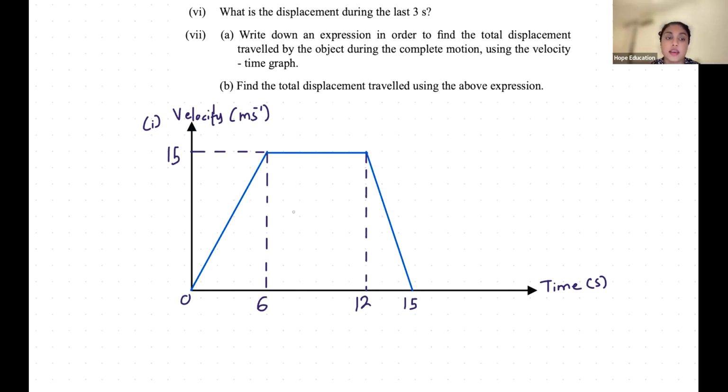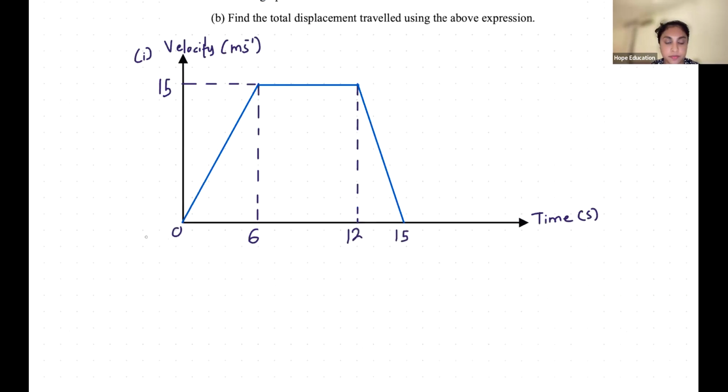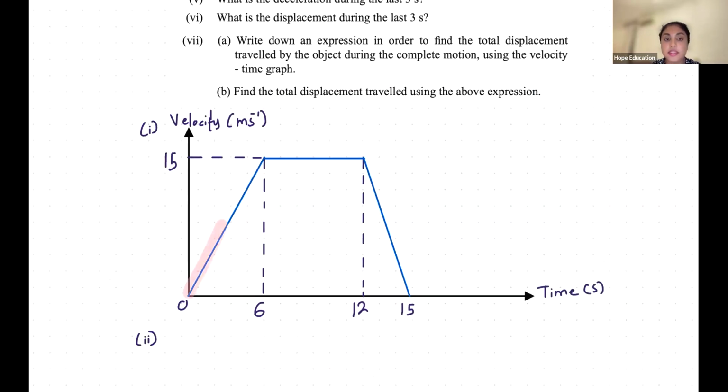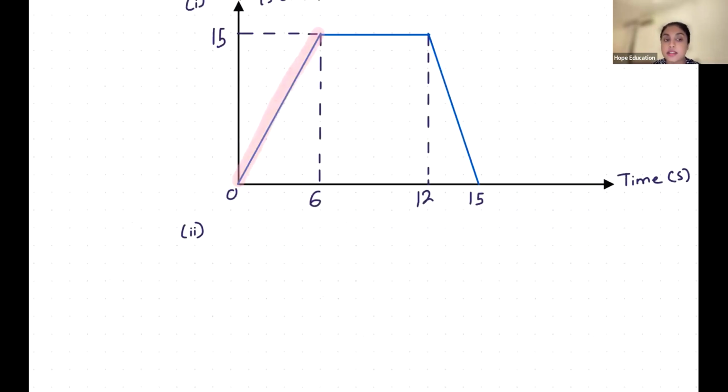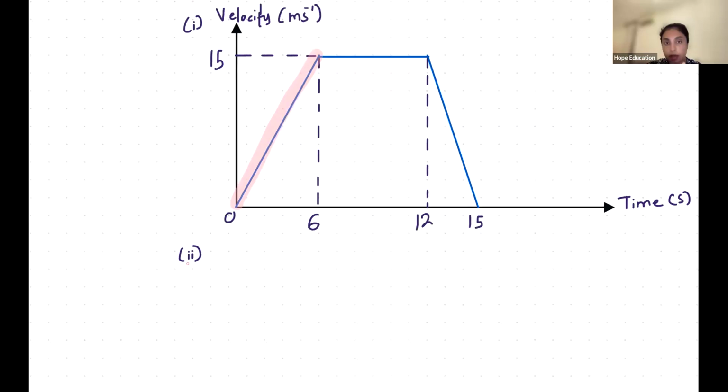Okay. Let's move on to Roman number 2. What does Roman number 2 say? Find the acceleration during the first 6 seconds. We have to show the acceleration in that part. Now you know how to get the acceleration using the gradient. So this is the section that I have to consider now.